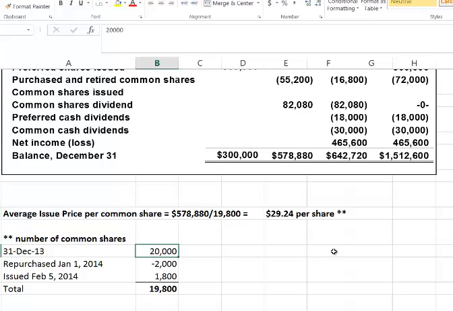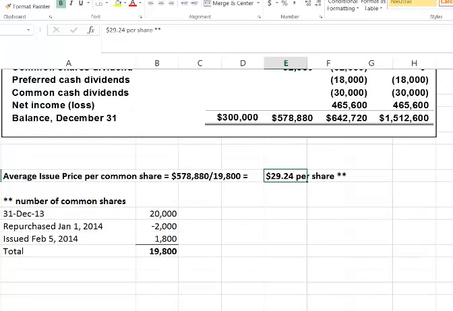Well, don't forget, we started off 2014 with 20,000 shares, but don't forget, on January 1st, we bought back and retired 2,000 of them, so we only had 18,000 after the retirement. But don't forget, on February the 5th, we issued a share dividend, and as part of that share issuance, we issued 1,800 new shares. So 20,000 shares to start, less the 2,000 we retired, plus 1,800 new ones issued, is going to give us a total number of common shares issued and outstanding at the end of 2014 of 19,800. So that's going to give us $29.24 per share.